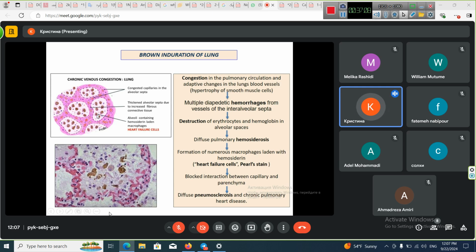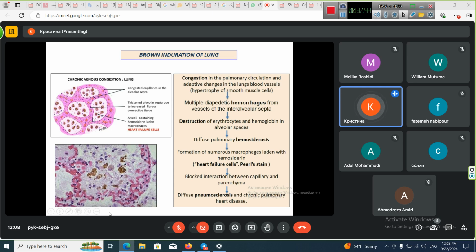So, what we see in brown induration of lung, the alveoli now are filled with fluids and cells and erythrocytes and these heart failure cells. And as you understand, such alveolus, which is now filled with a lot of things, cannot perform the function of breathing, cannot perform the function of gas exchange, because air cannot go here. So this alveolus cannot work.